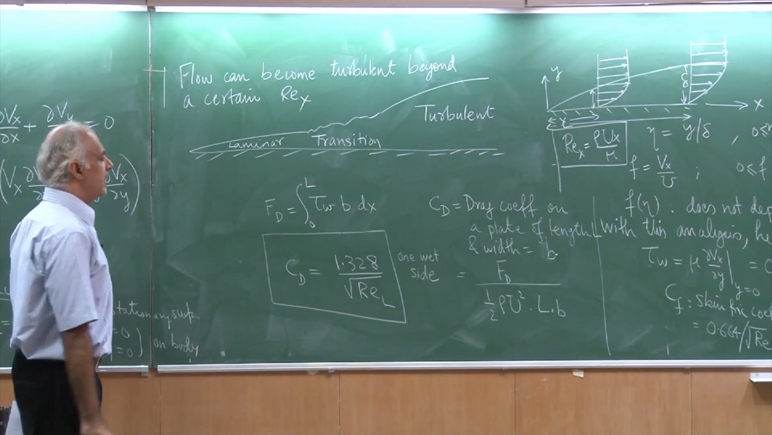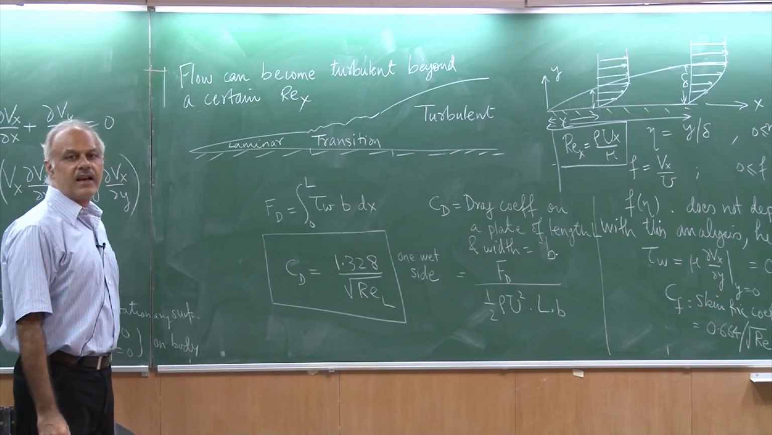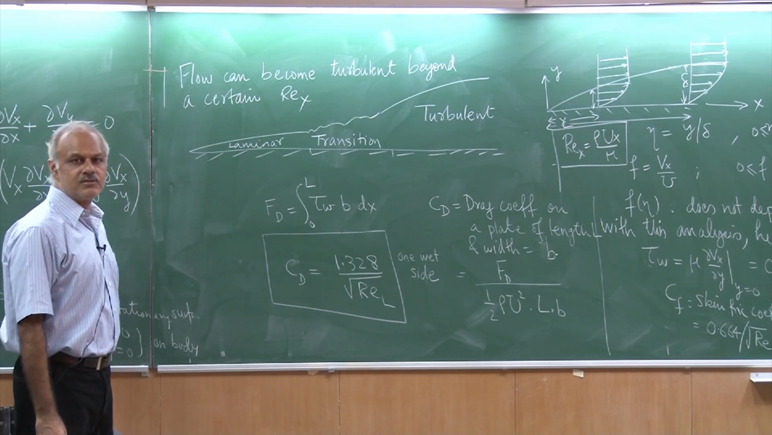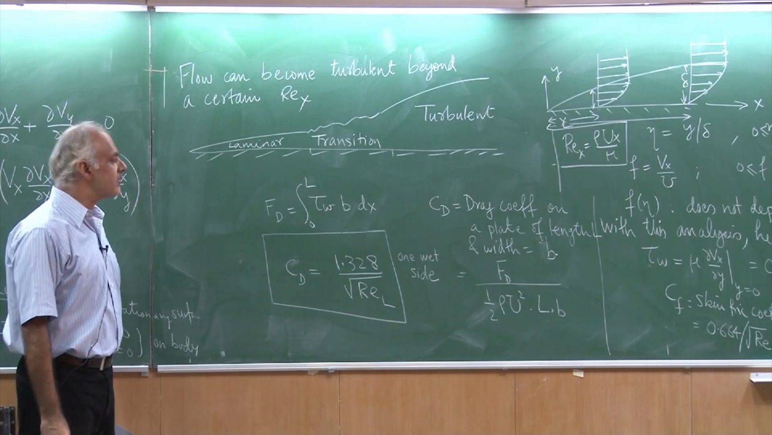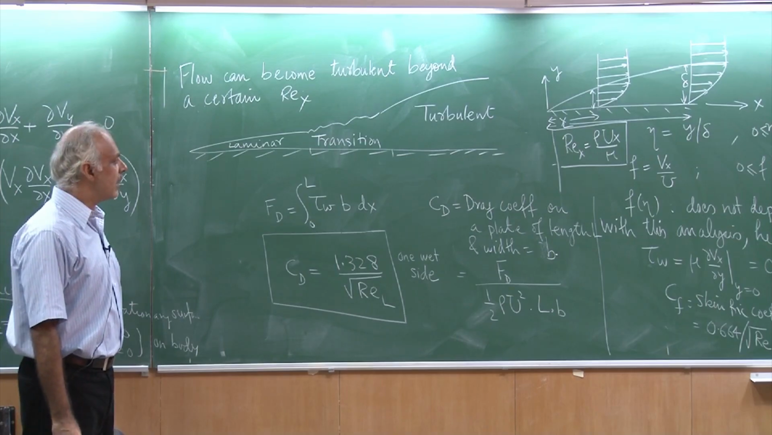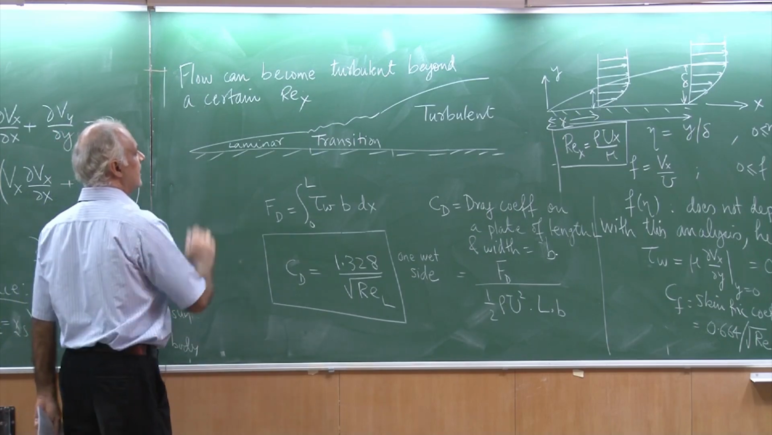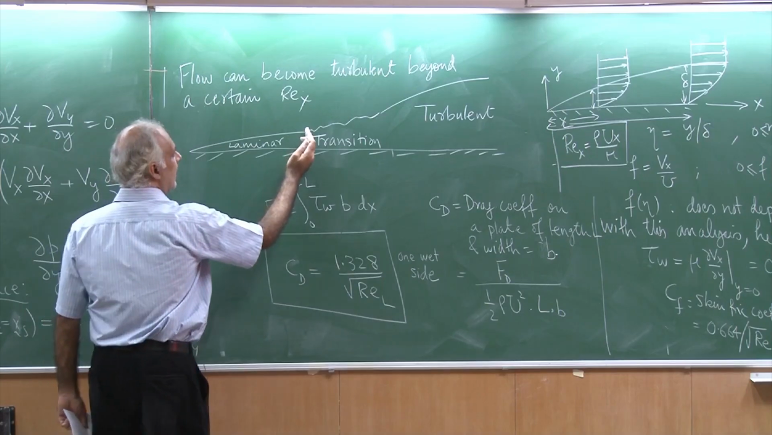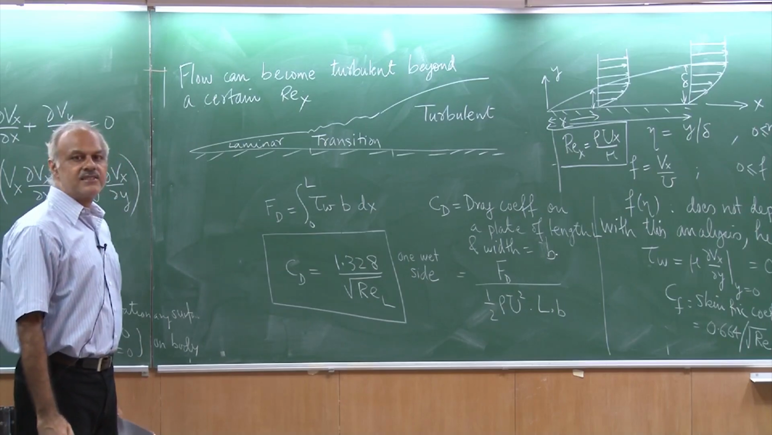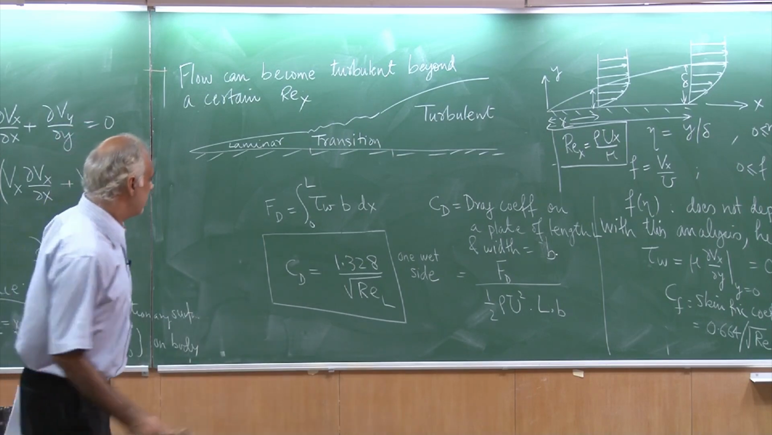Now, where exactly the transition begins and ends depends on a variety of things, just like we saw in the pipe. It would depend on the speed of the flow, for sure. It would depend on the viscosity of the fluid. It would depend on the environmental conditions, how about the vibrations, and it would depend on the roughness. How rough is your plate? So this could occur at a small distance, or if you make the plate extremely smooth, then it could occur far away.